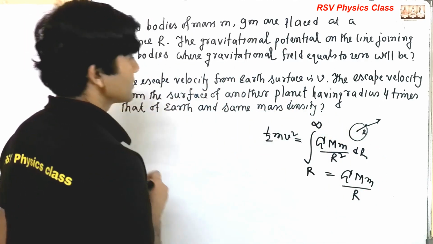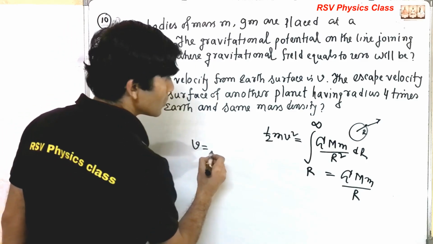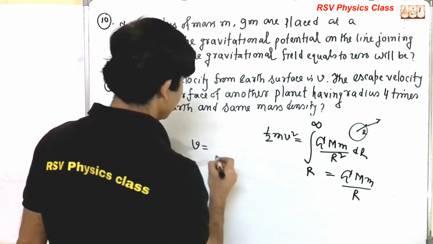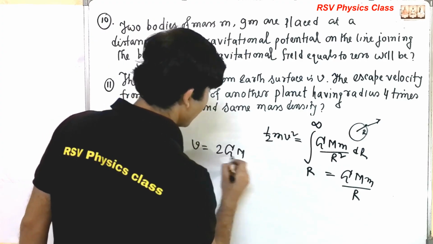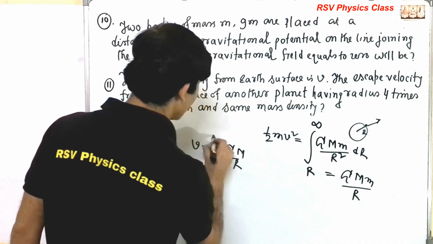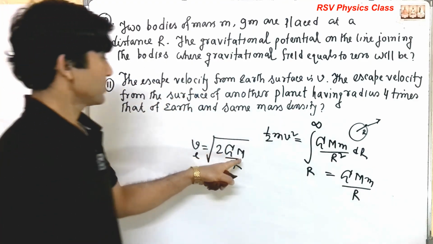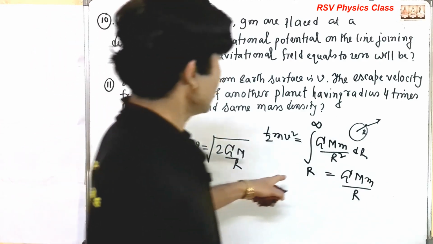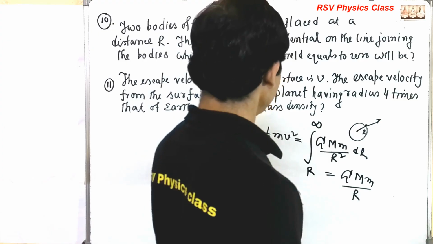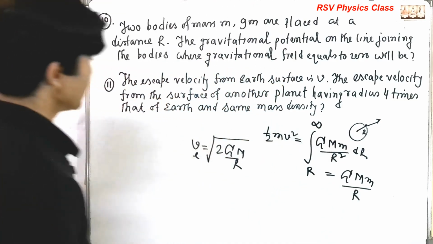OK, so now v equal to root over of twice GM by r. So this is your escape velocity. So GM, this will be r. So now v will be this much.